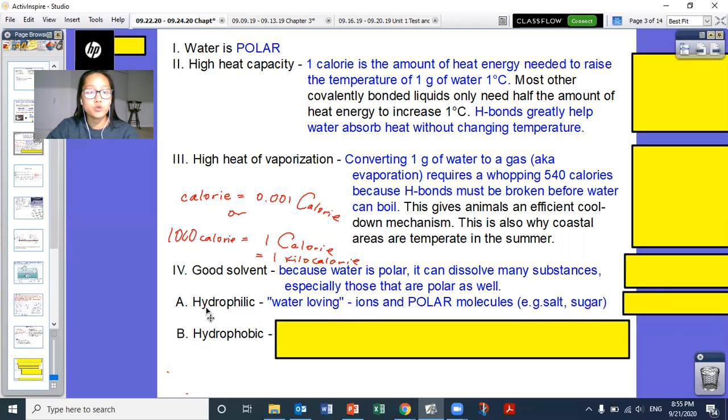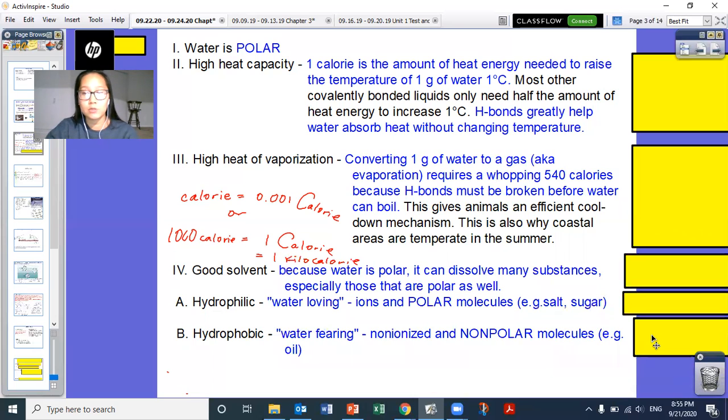So the term hydrophilic means water loving. So ions that have charges, right, positives and negatives, and polar molecules really like water, because water has positive and negative charges. So they're attracted to each other. And so things that are hydrophilic will interact with water and will probably dissolve in water or mix with water.